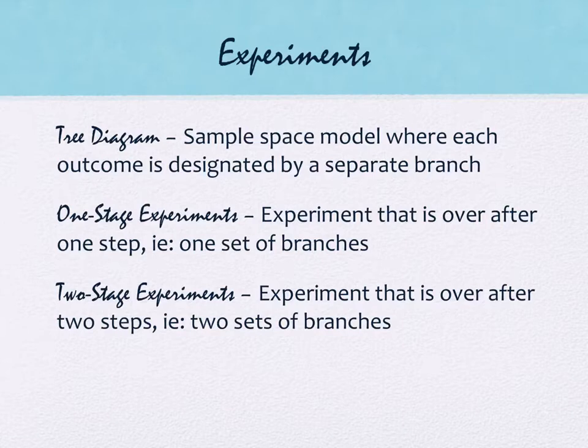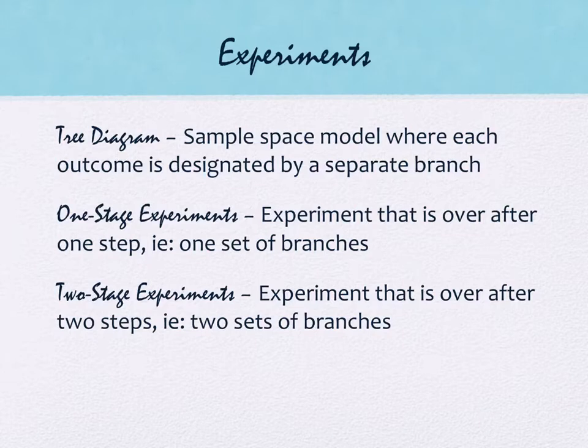So if you're playing the lottery, or a raffle would be a better example, you pull out one ticket and the game is over, that person wins and we're done. A two-stage experiment, which we're going to be working on today and then further, is an experiment that is over after two steps, or if you did 3 or 4 steps, a 3 or 4 step experiment. So it has 2 sets of branches. Let me do a head-tail coin because it's easier to draw and I don't have much space at the bottom of this one.